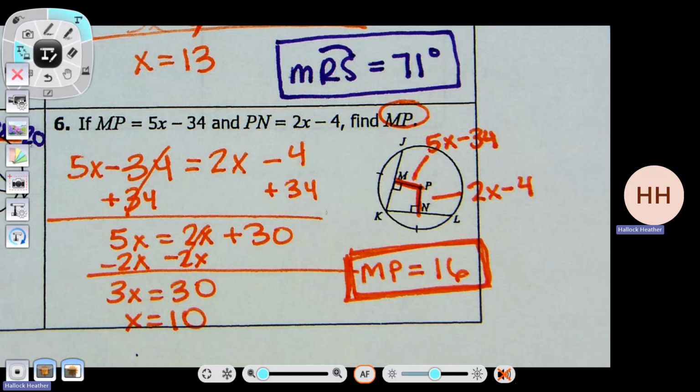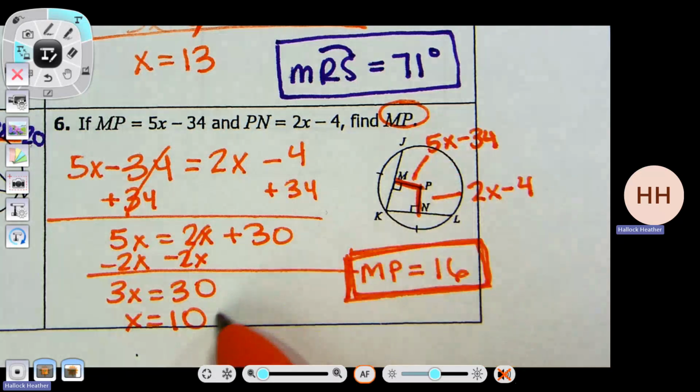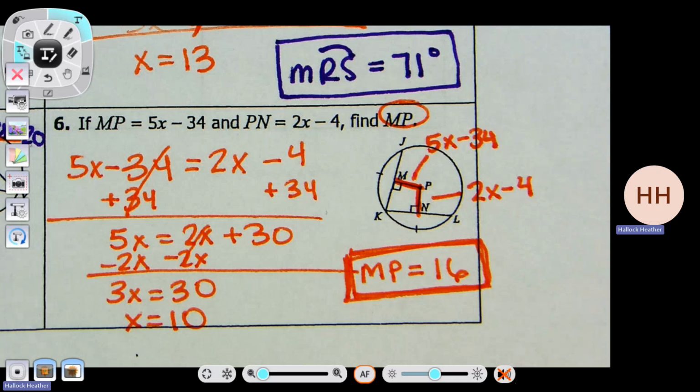Should get 16. No, because it's 5 times 10. What are you finding? MP. 5 times 10 is 50. 50 minus 34.